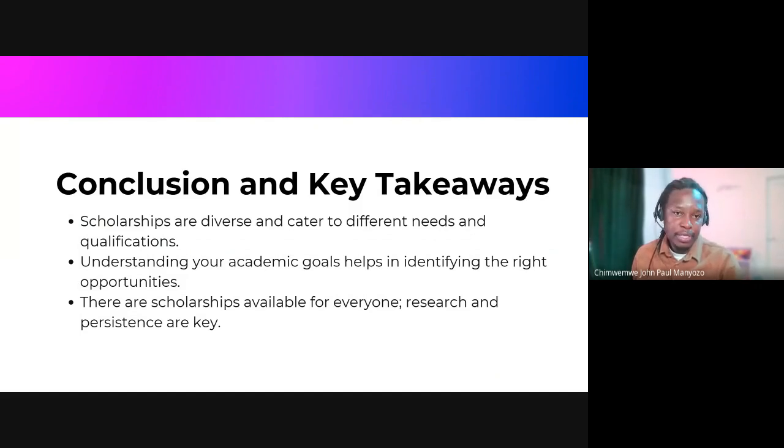Every person can get a scholarship, even if you graduated with a pass. And I'll keep repeating this. Even if you graduated with a pass, you can get a scholarship. There is a scholarship that's there for you. You just have to conduct the research to be able to find it.